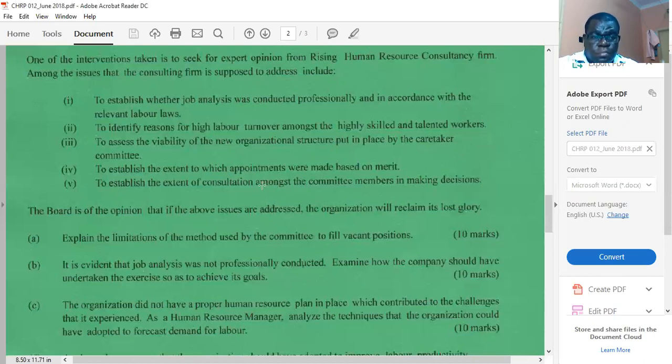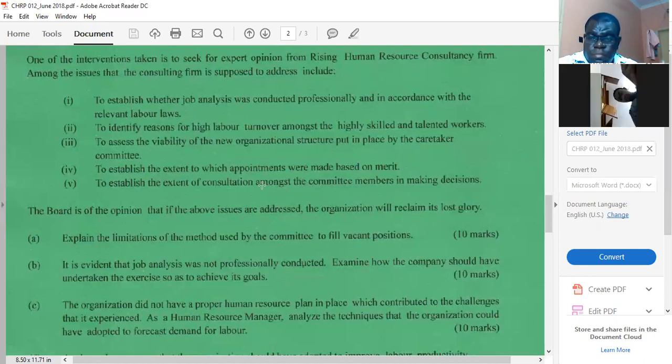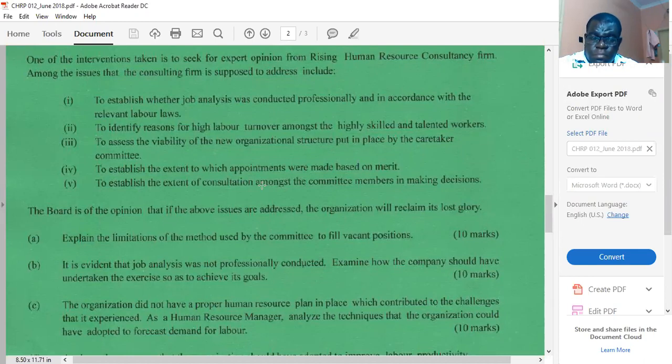Then, now we go to the questions. The board is of the opinion that if the above issues were addressed, the organization will reclaim its lost growth. Explain.